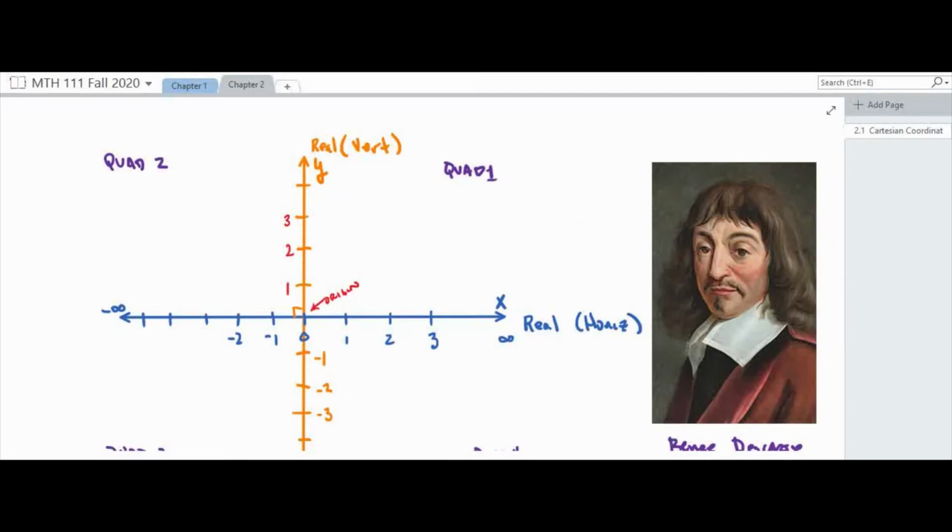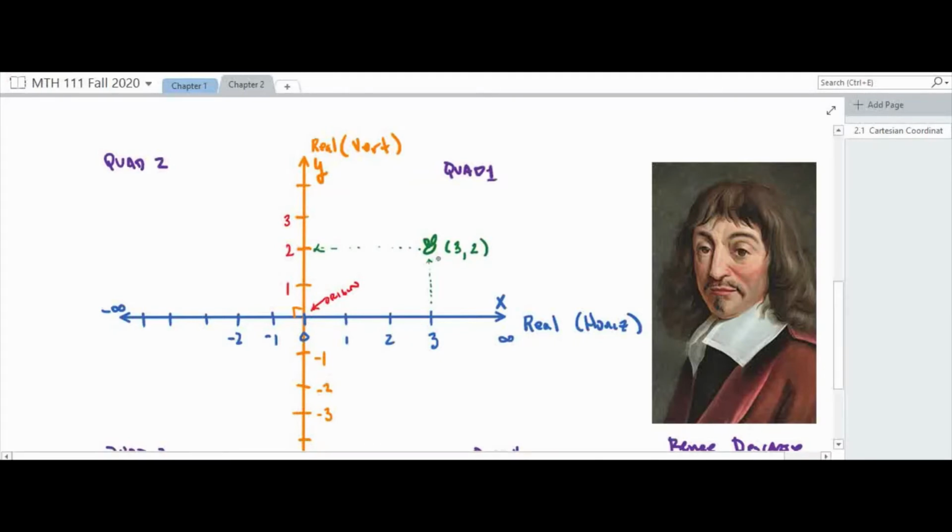And one of the things he was thinking about one morning, supposedly, as he was lying in bed, was that there's this fly crawling around on his ceiling. And he recognized that using two perpendicular axis systems like this, he could perfectly map where that fly was using the distances on both axes. So for example, the fly was 3 units in the x direction and 2 units in the y direction.